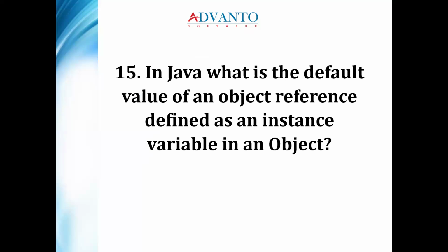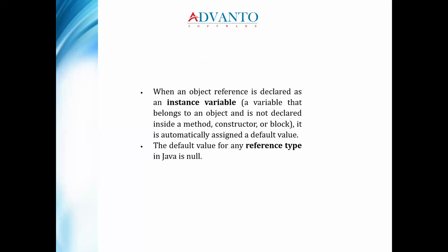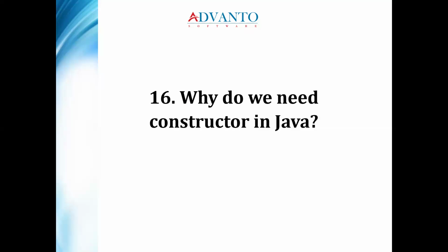The next question, in Java, what is the default value of an object reference defined as an instance variable in an object? The answer is, when an object reference is declared as an instance variable, a variable that belongs to an object and is not declared inside a method, constructor, or block, it is automatically assigned a default value. The default value for any reference type in Java is null.